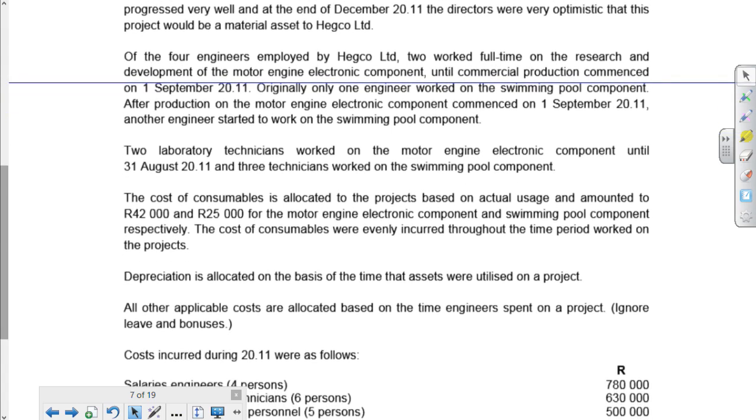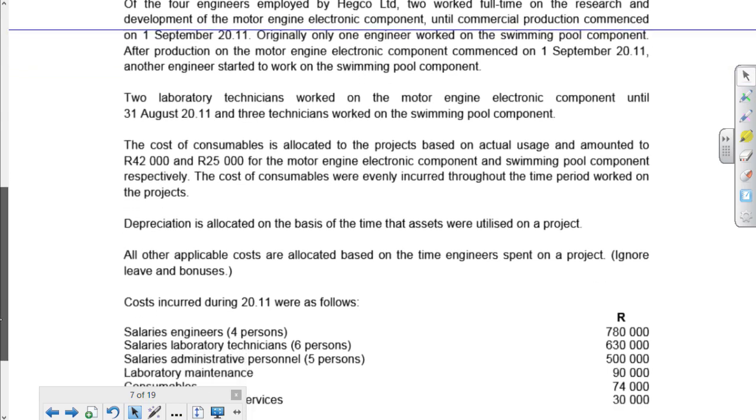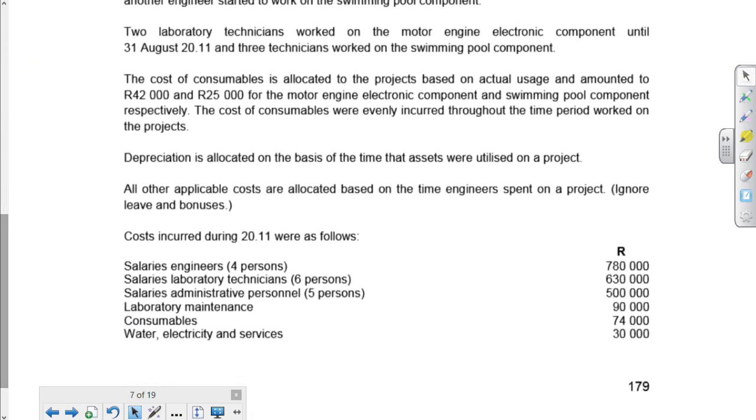There were consumables allocated of 42 and 25. Consumables is actually things being consumed, isn't it? It's chemicals or materials or whatever it is. The fact that it says allocated doesn't mean it's an allocated cost. It's actual consumables that were consumed. Depreciation is allocated. All other applicable costs are incurred on a time basis, on the time engineers spent.